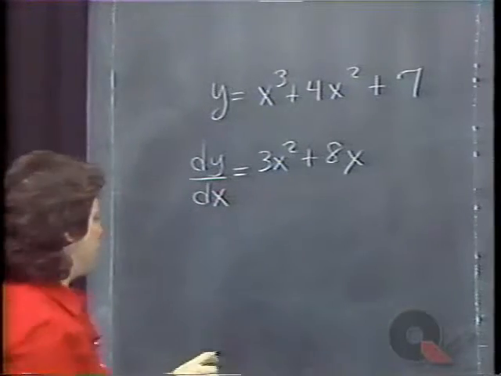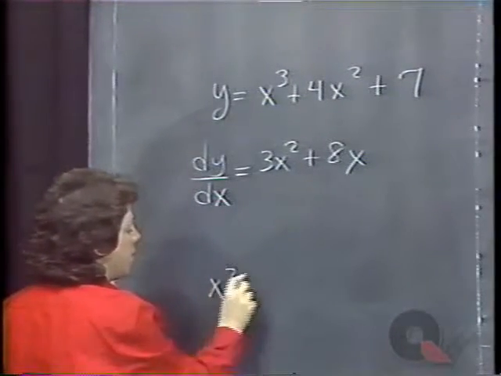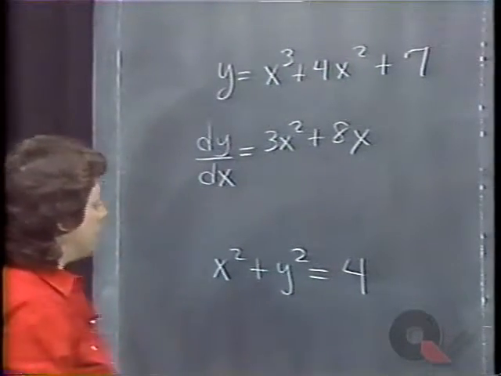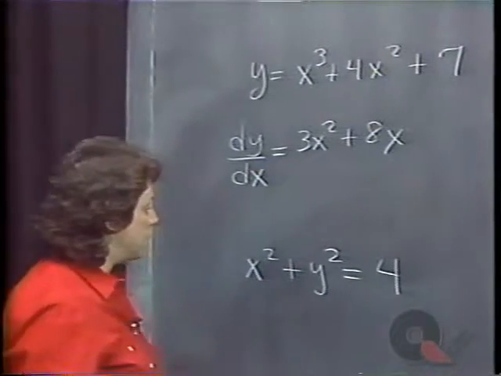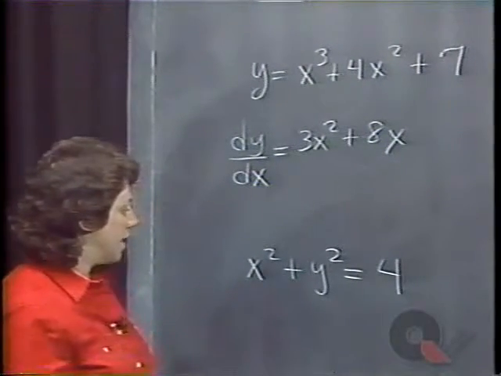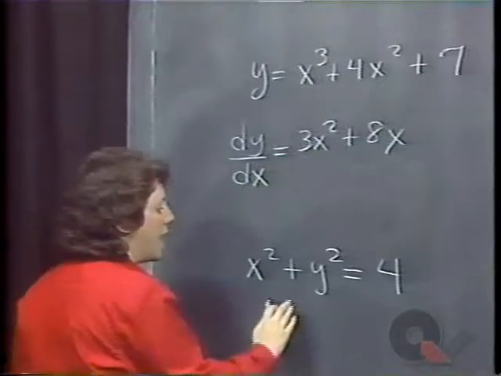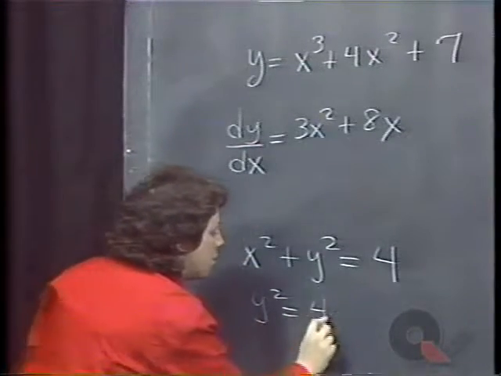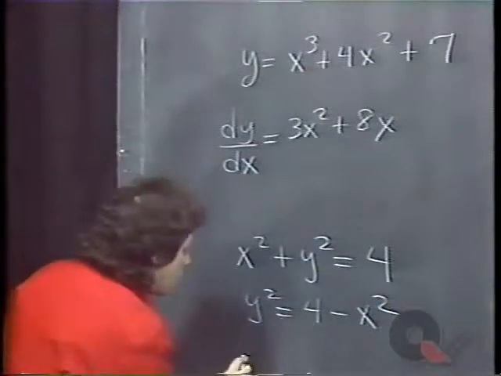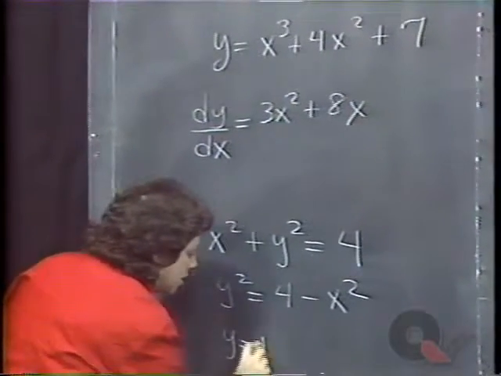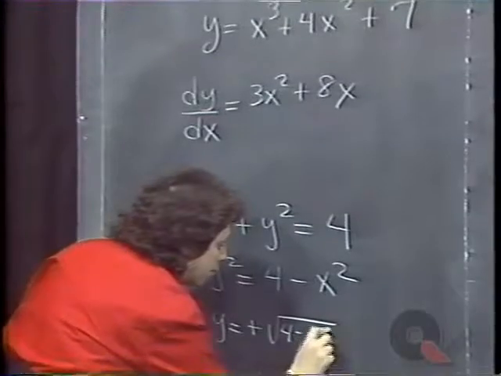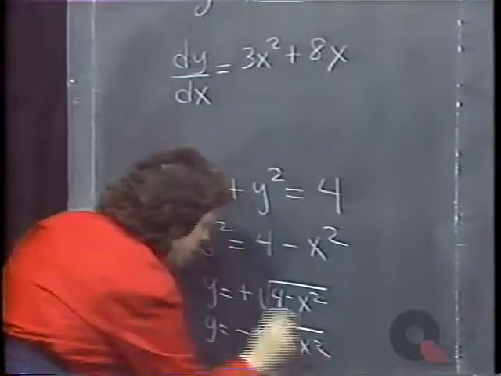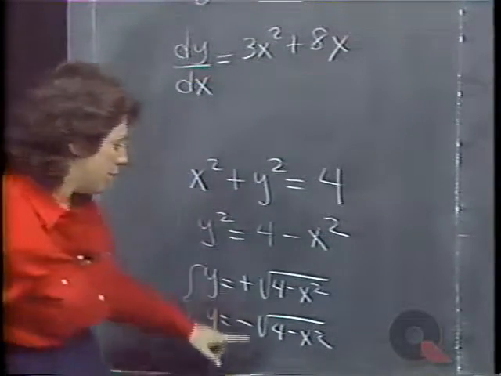Now, suppose I give you an equation involving x and y. For example, x squared plus y squared equals 4. Here, y is not given to you explicitly as a function of x. We have an equation involving x and y. Now, we can solve for y explicitly as a function of x, and we would get that y squared equals 4 minus x squared, or that y is plus the square root of 4 minus x squared, and y is minus the square root of 4 minus x squared. Y is plus or minus the square root of 4 minus x squared.